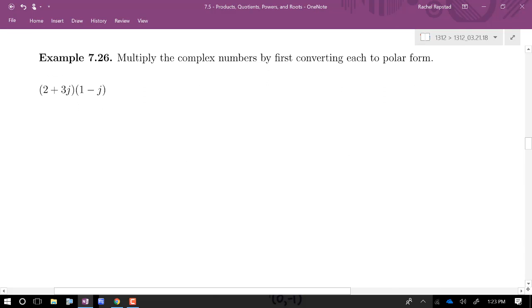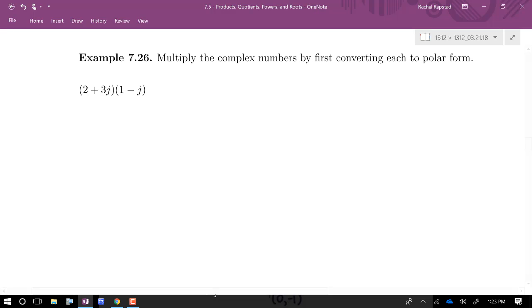So in this problem, they want us to multiply the complex numbers, which we could do in rectangular form. We already know how to FOIL stuff out, but they're asking us to do it by first converting to polar form. So we'll get a little practice converting to polar form. So let's work with 2 plus 3j first. So we've got two miniature problems contained within this one.